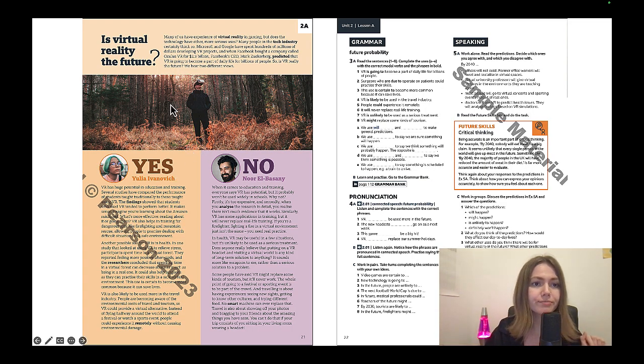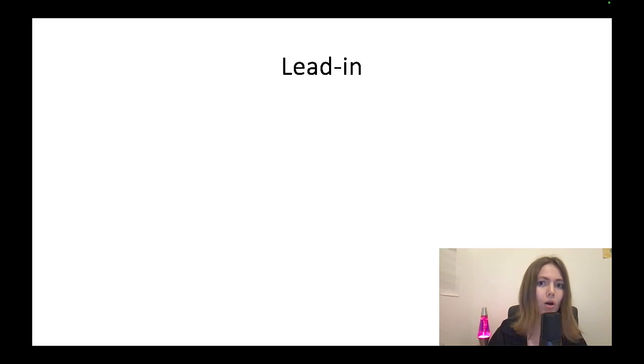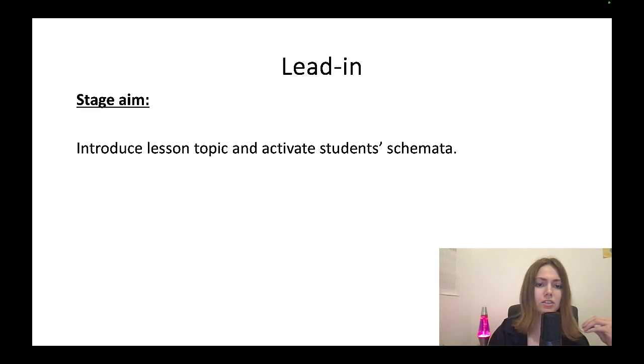It's Unit 2. There is my text, so it's a reading lesson. And then that's the bit that they give me for language clarification. So let's see what we're going to do with it. As you can see, the topic is virtual reality. So essentially, my lead-in is going to be all about that. The purpose of your lead-in is to introduce the lesson topic and activate your students' schemata.